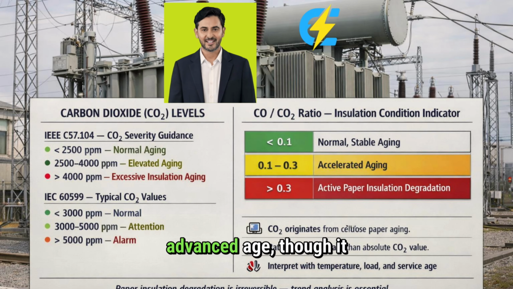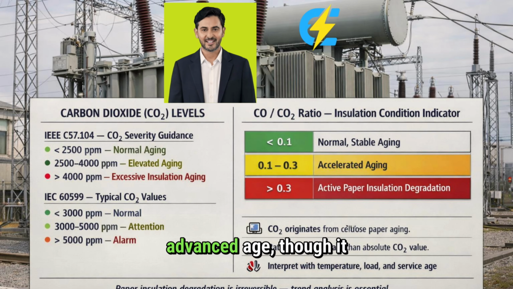What's the transformer's loading history? Has it been running at high capacity? What about oil temperature trends? Are other fault gases present? Is moisture content elevated? All these factors influence how you interpret the carbon dioxide to CO ratio. Let's discuss the practical implications of different ratio ranges.